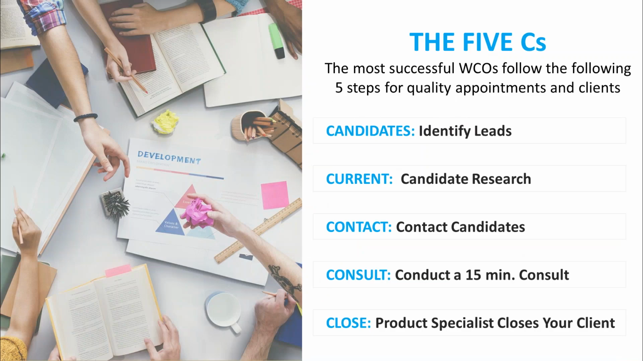What we're going to cover tonight is the 5 C's: identifying the leads, getting your candidate research in, contacting those candidates, doing a consultation with them, and then finally closing that deal by getting to the product specialist and connecting with your client.